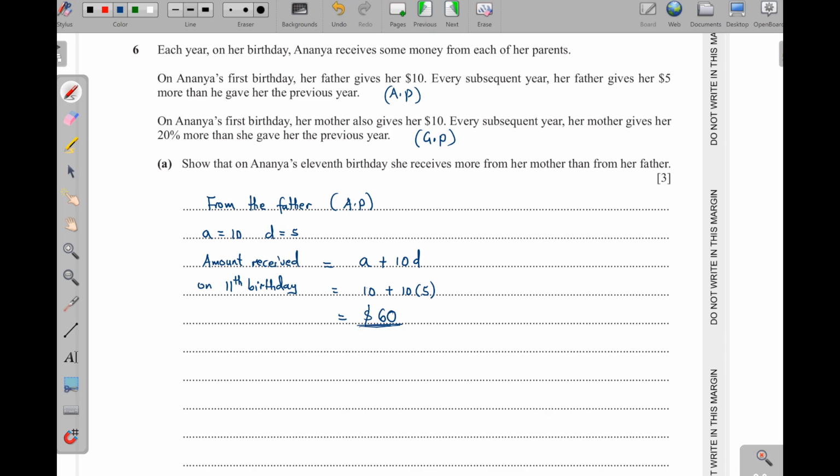Then let's consider from the mother. So from the mother, we see that this is a GP. A is 10, then we need the common ratio. Okay, the common ratio is going to be 1.2, because it is increasing by 20%. So how do we even get it? Okay, let me show you.